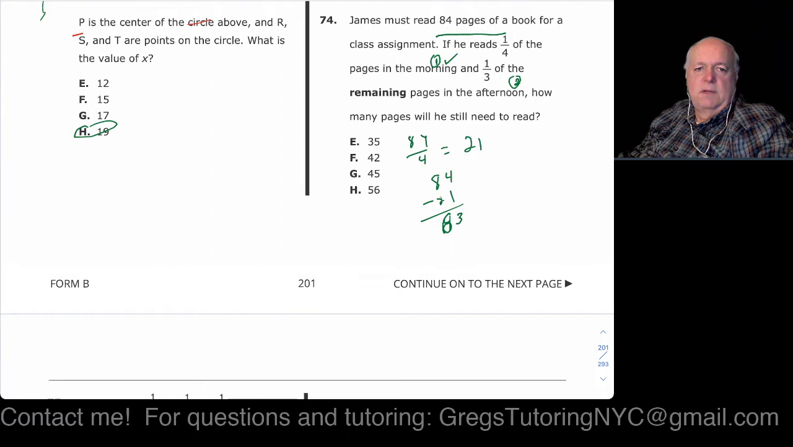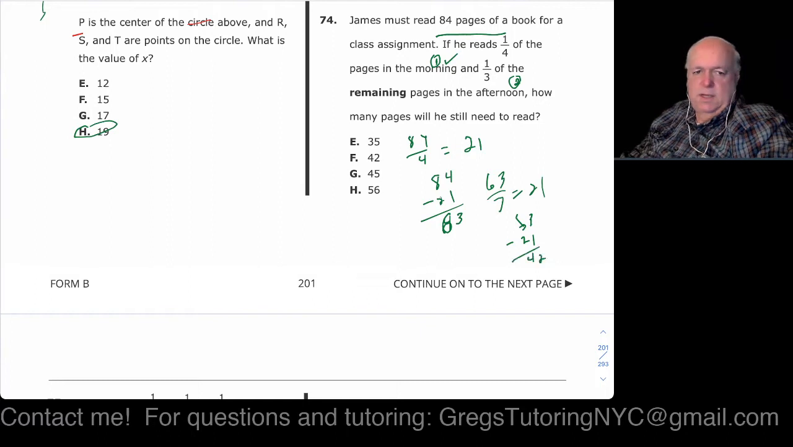And number 2 is he's going to do 1/3 of the remaining pages after that. So we basically have 63 over 3, and that's equal to 21. All right, so we need to do that same process again and do 63 minus 21, right? And we get 42. So the answer to that is F.